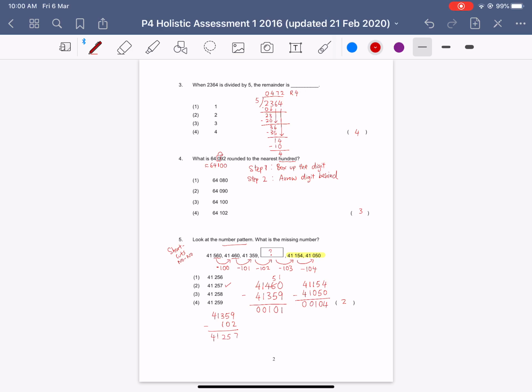Still quite an easy question. This is a 2-mark question. This is a 1-mark question. And this is also a 1-mark question. All right. Now, question page 3.